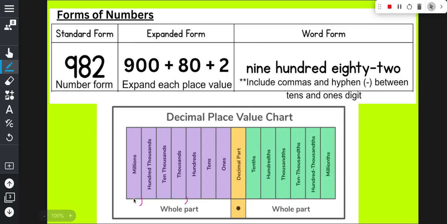Make sure you know this portion of the place value chart going into this unit. If you don't know these by heart, start memorizing, practice, create a song, whatever it might be to help you understand those place value words and positions.